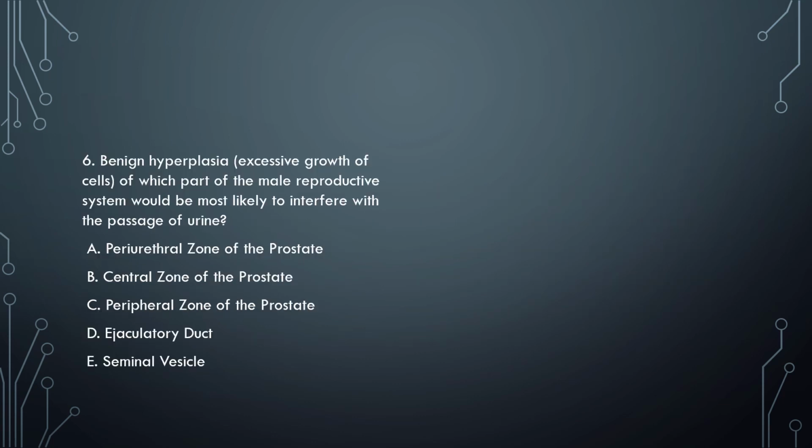6th question. Benign hyperplasia, which is excessive growth of cells, of which part of the male reproductive system would be most likely to interfere with the passage of urine? Is it the periurethral zone of the prostate, the central zone of the prostate, the peripheral zone of the prostate, the ejaculatory duct, or the seminal vesicle? What is the correct answer? The correct answer is A, the periurethral zone of the prostate.